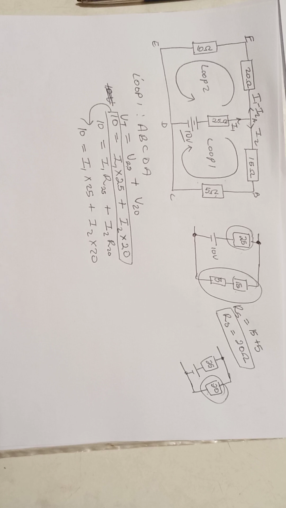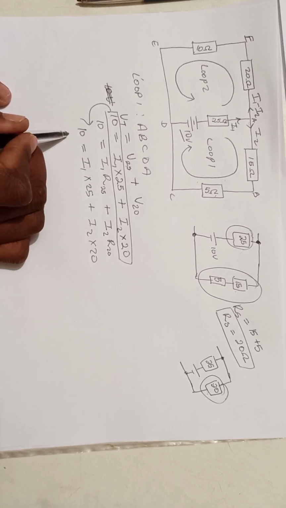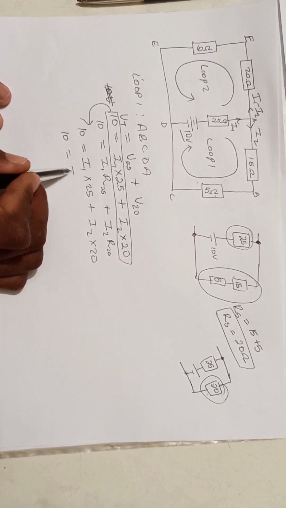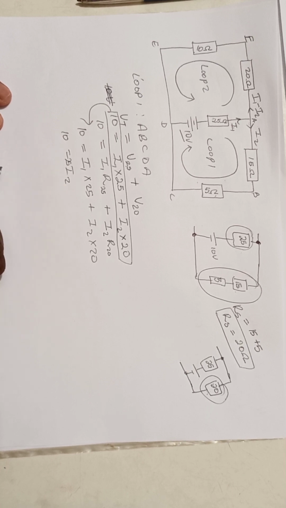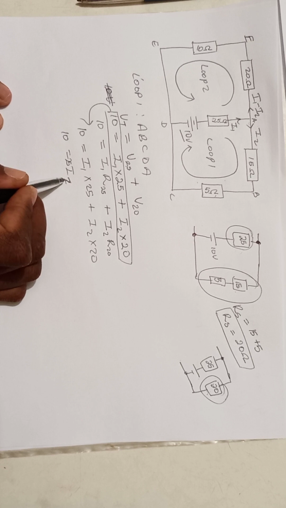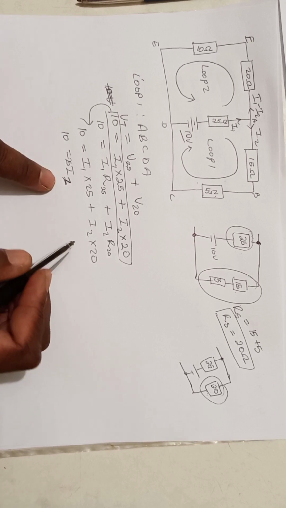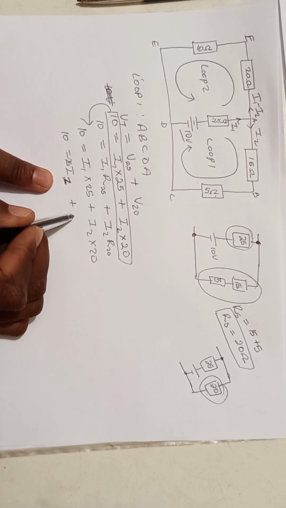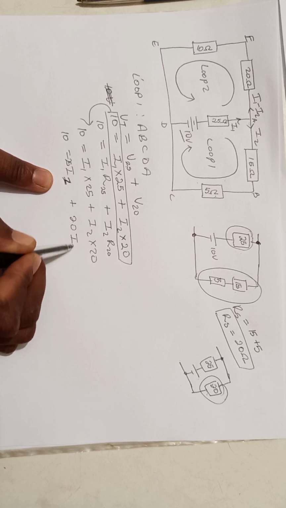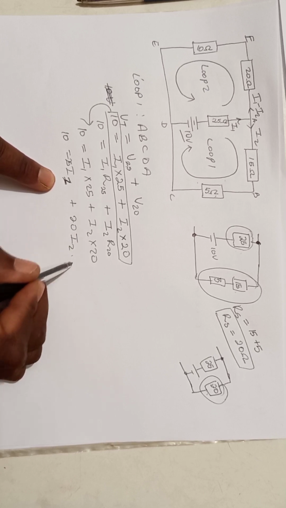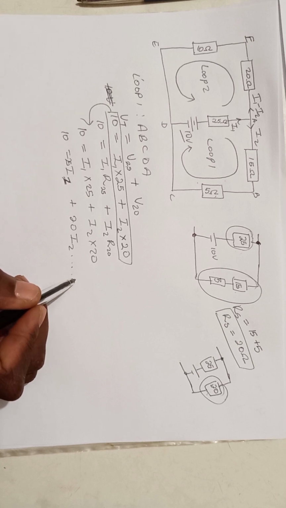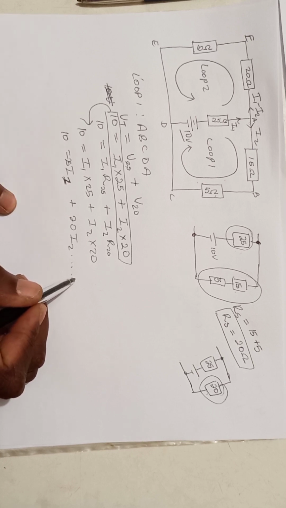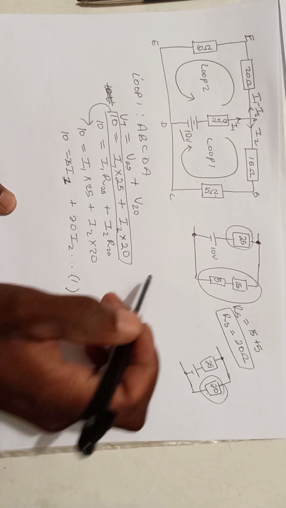Now what's left for us is to simplify this. So 25 will come this side. Sorry, that's I1, not I2, and plus 20 over I2. So this one would be our first equation, equation 1.